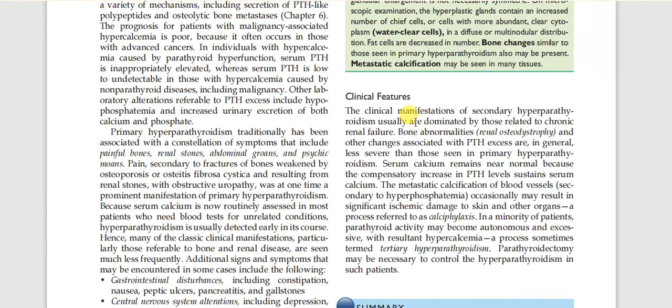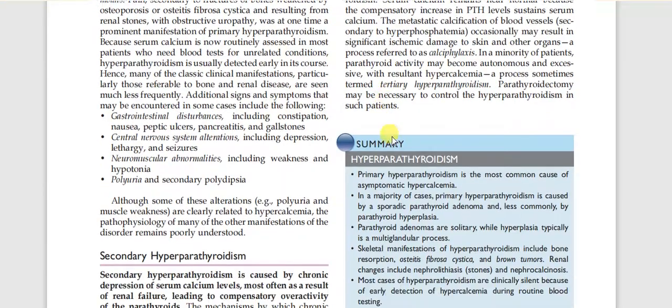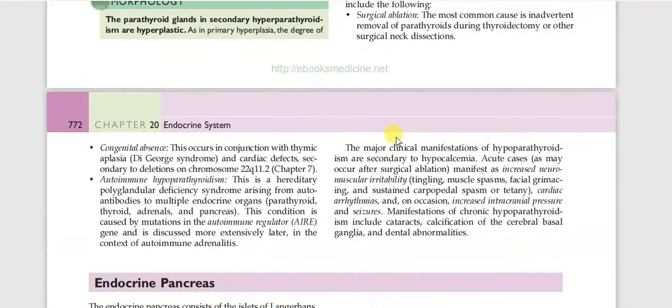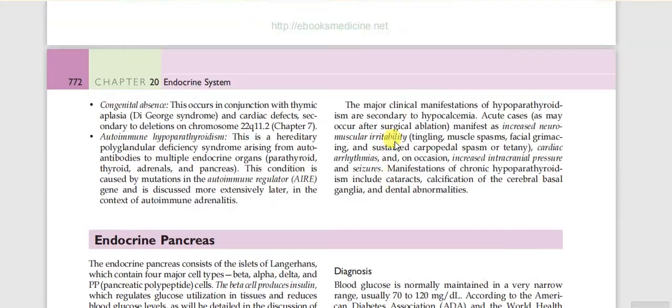Usually we have hyperparathyroidism, but we can have hypoparathyroidism. Usually it's a secondary lesion after surgery on the thyroid gland, when during the surgery we cut out the parathyroid glands. Hypoparathyroidism is very uncommon.